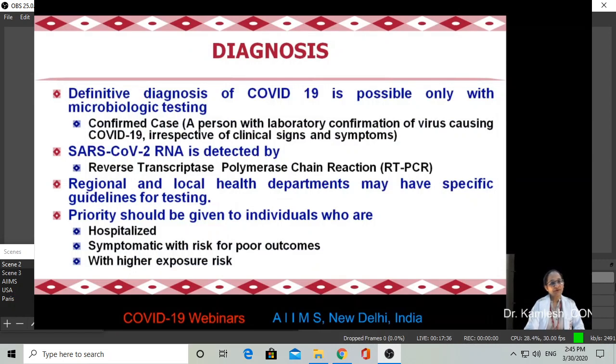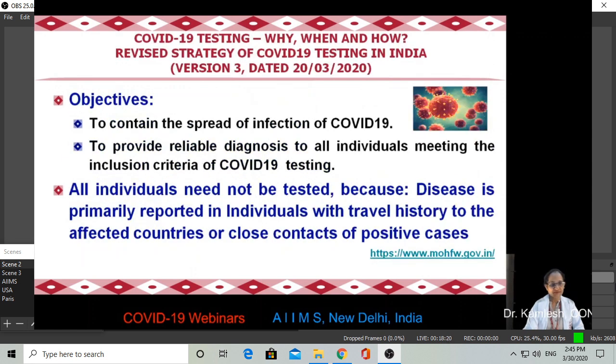Now for diagnosis, how to go about it? Definitive diagnosis of COVID-19 is possible only with microbiologic testing. A confirmed case is a person with lab confirmation of the virus causing COVID-19, irrespective of clinical signs and symptoms. SARS coronavirus 2 RNA is detected by reverse transcriptase polymerase chain reaction, that is RT-PCR, as the mnemonic. Regional and local health departments may have specific guidelines for testing. Priority ought to be given to individuals who are hospitalized, who have higher exposure risk, or who are symptomatic with risk for poorer outcomes.